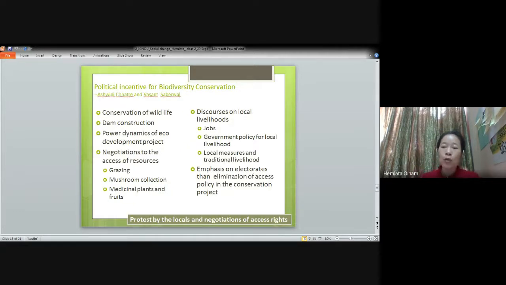In order to understand, or in order to highlight this, here I would like to bring one particular case to simplify it: the political incentives for biodiversity conservation, a paper written by Ashwini Chatre and Vasant Savarwal, where the major focus is on the development of Great Himalayan National Park. This is mainly for the conservation of wildlife, that is, the particular bird, Western Tragopan.